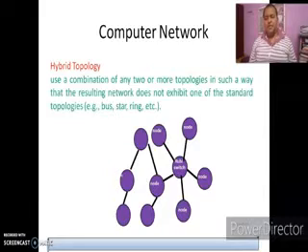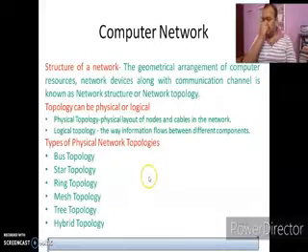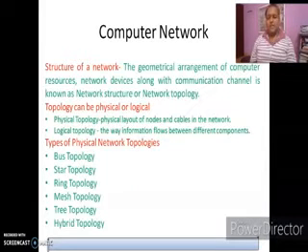Hybrid means that we have taken certain elements and mixed them. That is called hybrid. Use of a combination of two or more topologies in such a way that the resulting network does not exhibit one of the standard topologies is known as hybrid topology. As there we have connected tree with the star topology. Right? Now let us look again at all the network topologies. Now what is a topology? Topology can be divided into physical and logical.